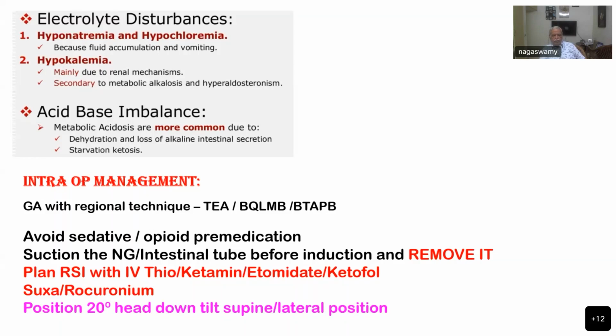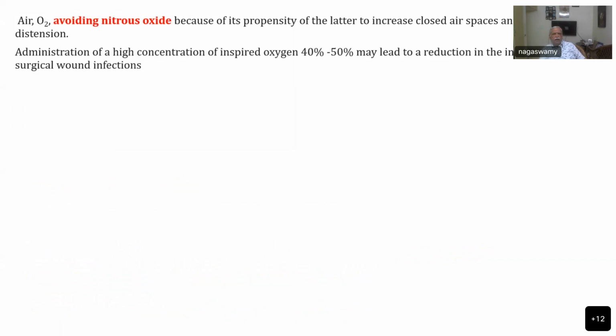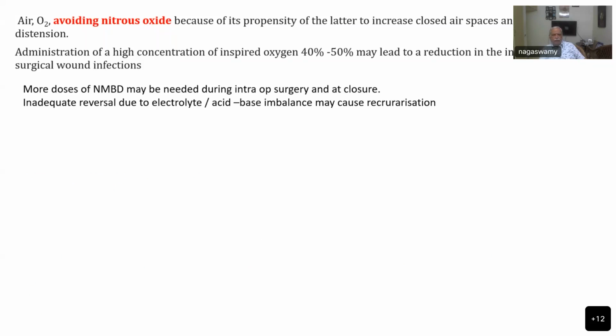So you can keep the patient in lateral, do pre-oxygenation, do induction, and if you are an experienced person, you can even intubate in the lateral position itself. Air and oxygen, avoiding nitrous oxide, which was mentioned by Nikhil that it can worsen the distension. The administration of high oxygen during the surgery is important to prevent surgical wound infection. And more doses of muscle relaxants may be needed during surgery and at closure.